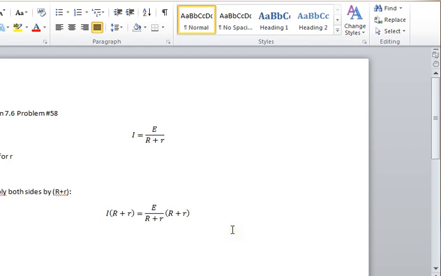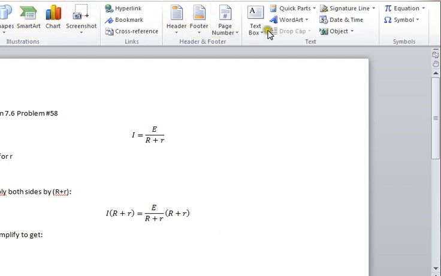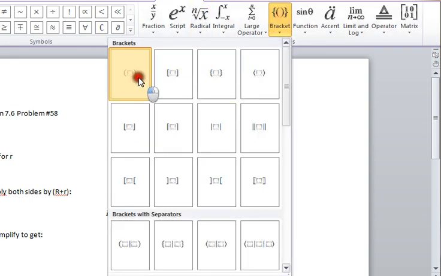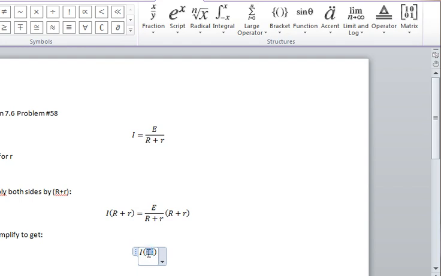Alright, so this shows the first step of the process. Of course, over here on the right-hand side, the quantity R plus r cancels. That's why we did this in the first place. So our next line is to cancel those things. Insert a new equation. Now on the left-hand side, we have just the I times the quantity R plus r. And on the other side, we have just E left by itself.